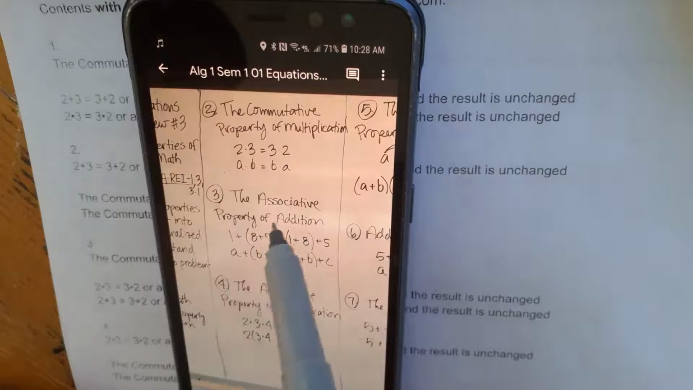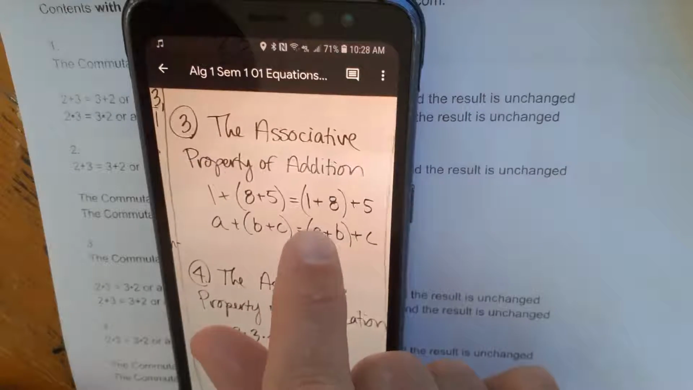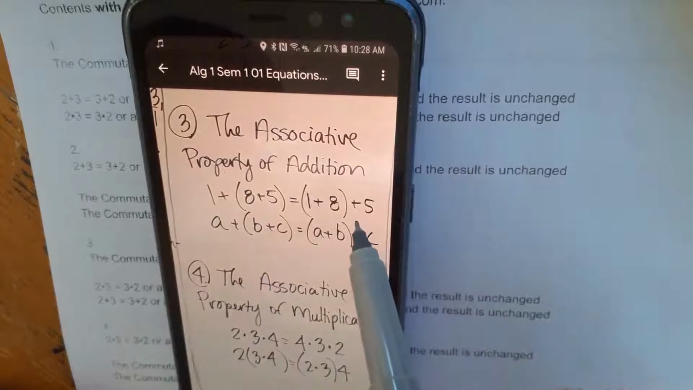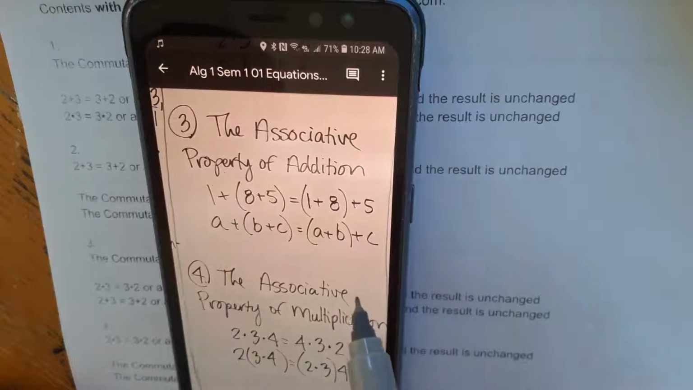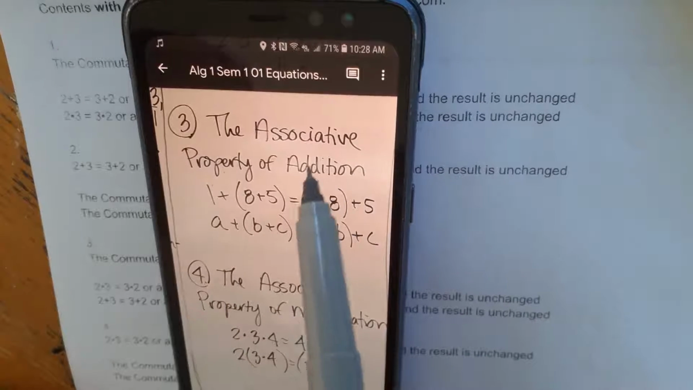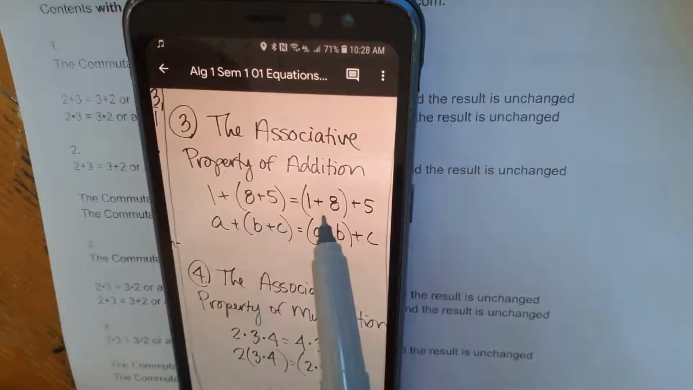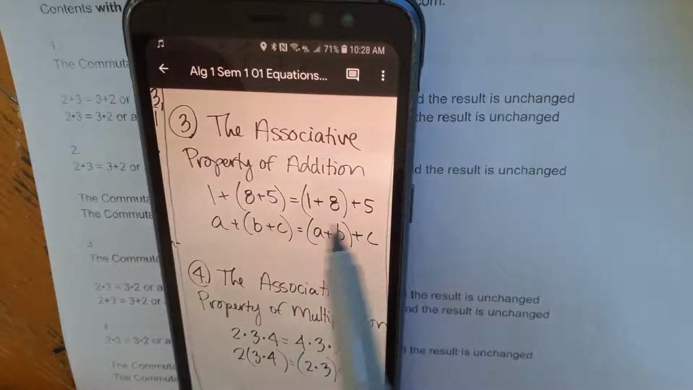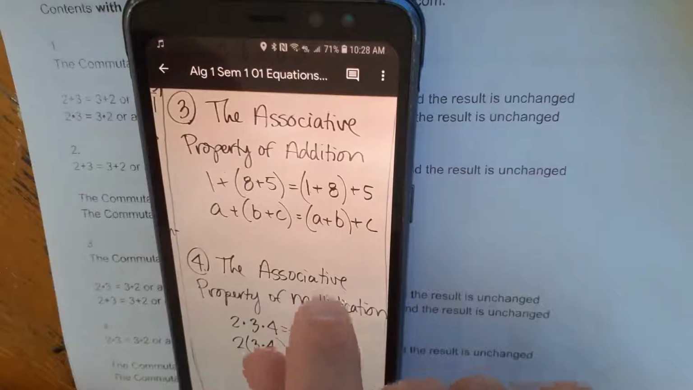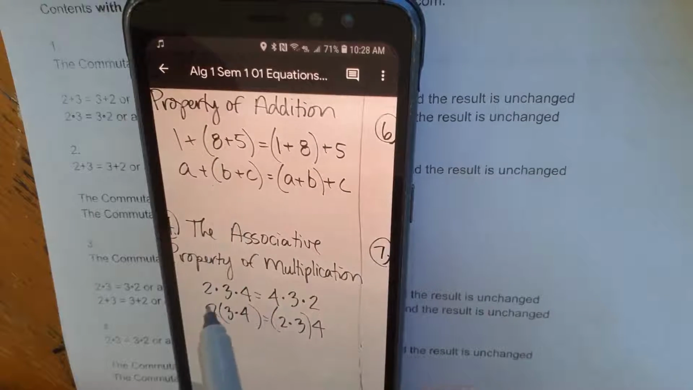Okay? The associative property of addition means we can group different groups as long as they're all being added. This will still give us the same result, right? Notice the parentheses around the 8 plus 5 here and the parentheses around the 1 plus 8 here. They will still be equal to each other. The associative property of multiplication means you can switch the order of multiplying. 2 times 3 times 4 is the same as 4 times 3 times 2. Okay? And you can group them with parentheses, so people could multiply the 3 times 4 first, then by 2, or multiply the 2 times 3 first, then by 4. You're going to get the same result.